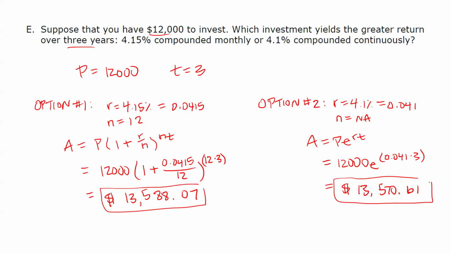Okay. All right. So which investment yields the greater return? Well, in this scenario, the investment that yields the greater return is the 4.15% compounded monthly. So this one yields the greater return. All right. Awesome.